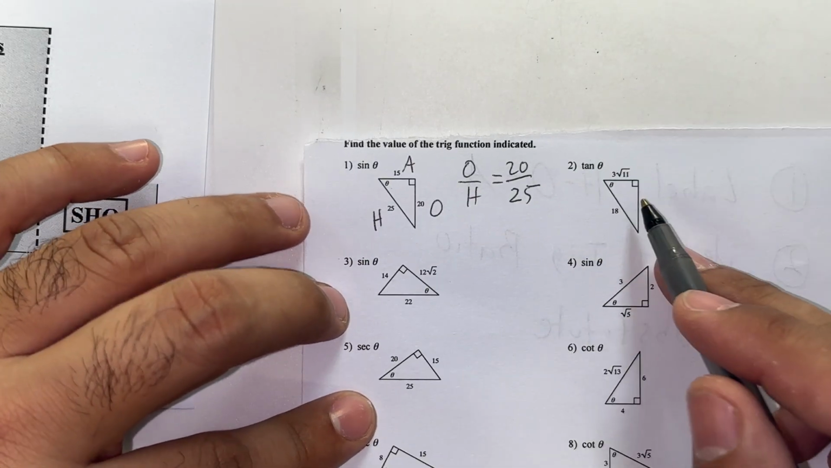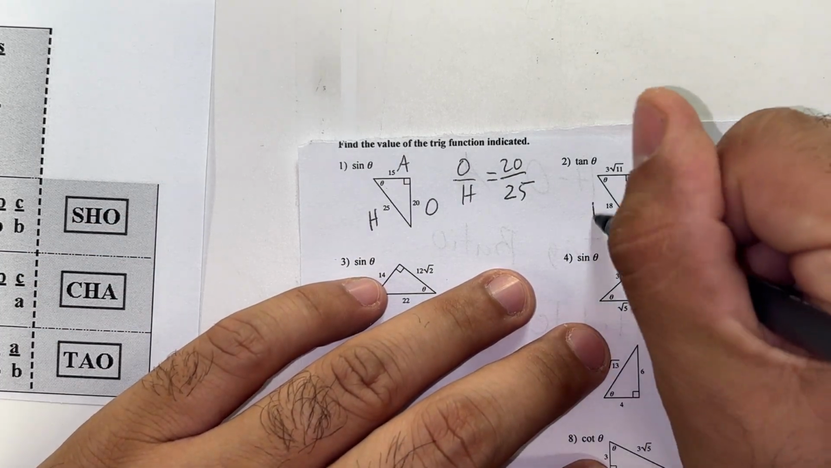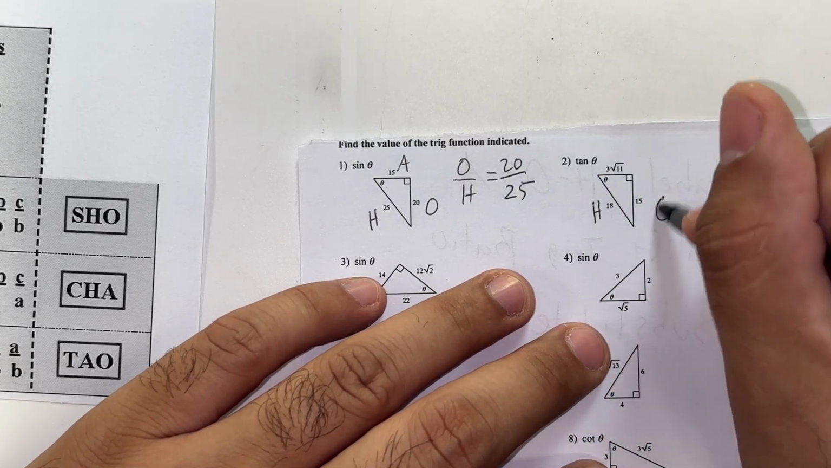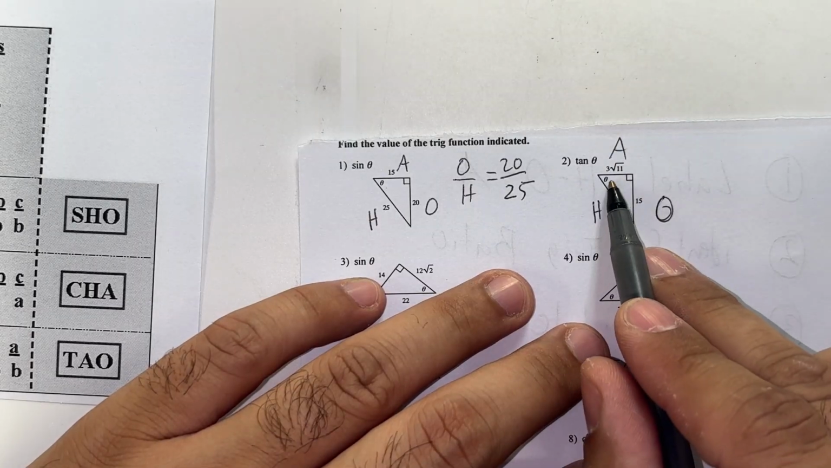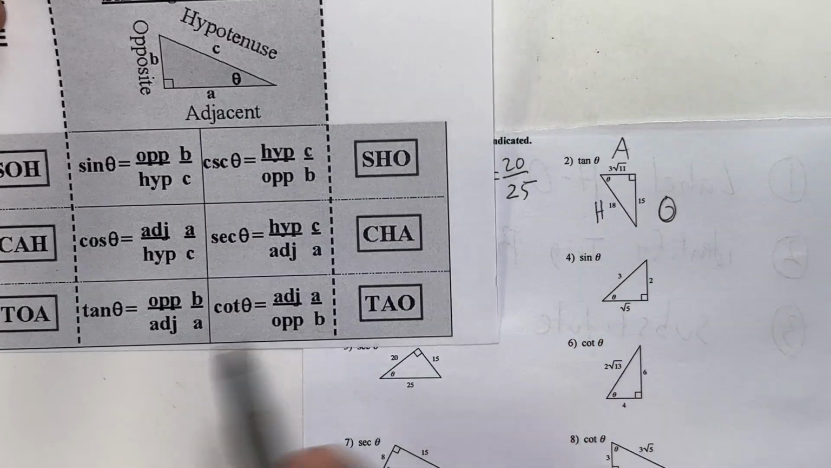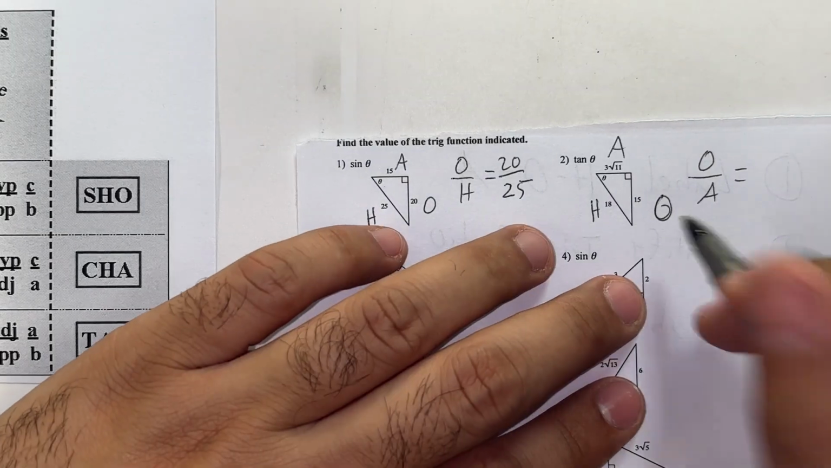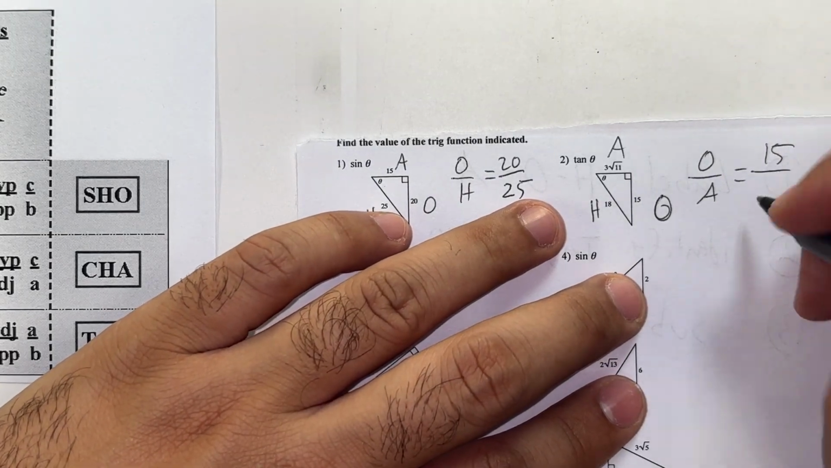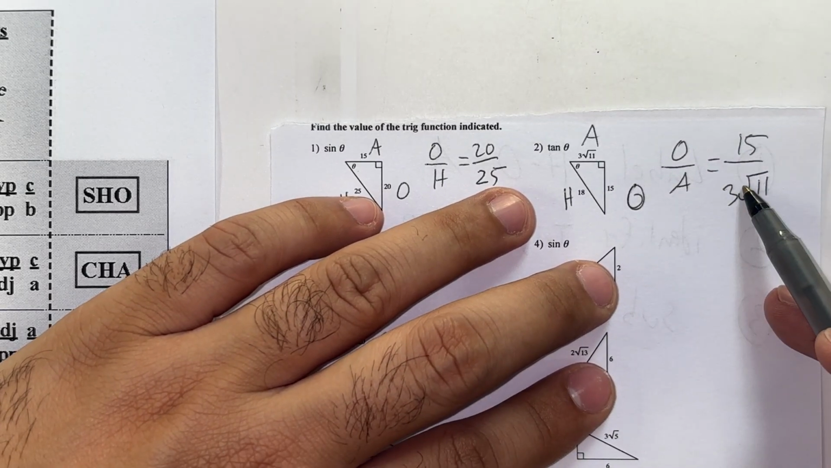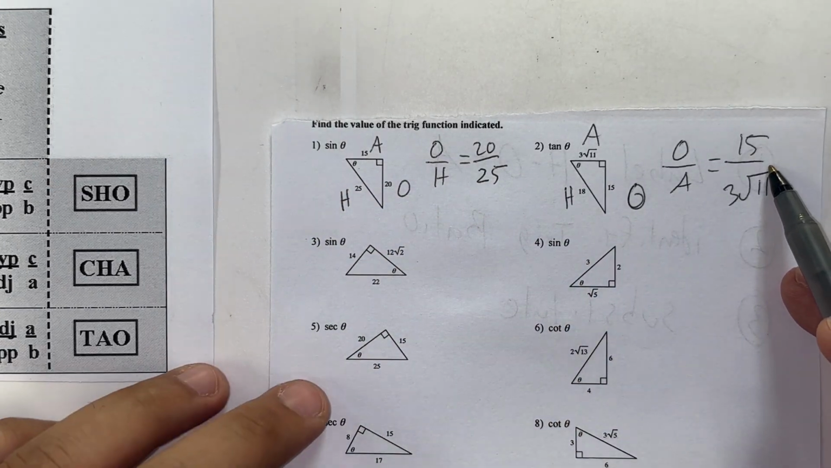Let's go to tan over here on the right side. Step number 1, label H, O, and A. H, hypotenuse. Opposite our theta here, 15. Adjacent, next to our angle of reference. Step 2, identify our trig ratio, which is tan. Tan tells us to use O over A, opposite over adjacent. O over A. Our O is 15. Our A is 3 square root of 11, or radical 11. We could simplify 15 divided by 3, but we are not simplifying or reducing our fraction here. We're going to leave it the way it is.